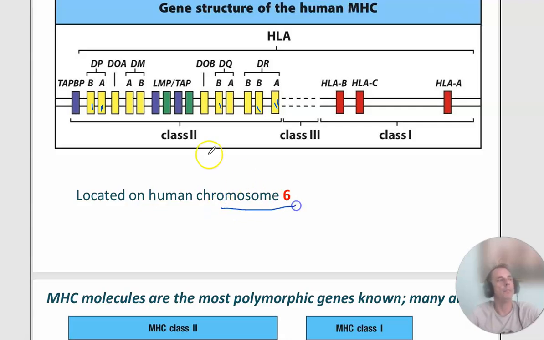On chromosome number 6, there are 3 loci: locus DP, locus DQ, and locus DR. And in these loci, these genes, the A and B, A and B, A and B, in some cases more than one B gene, are found. These are the genes, as we've said, that code for the alpha and beta chains of MHC class II molecules. So now you also know where the genes that encode for the MHC class II are found.